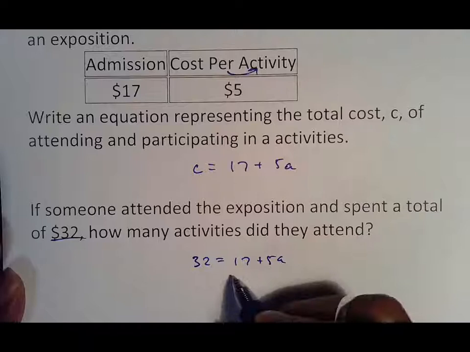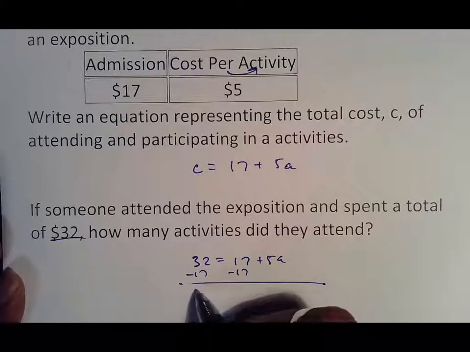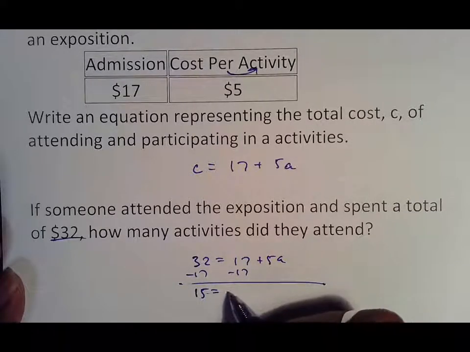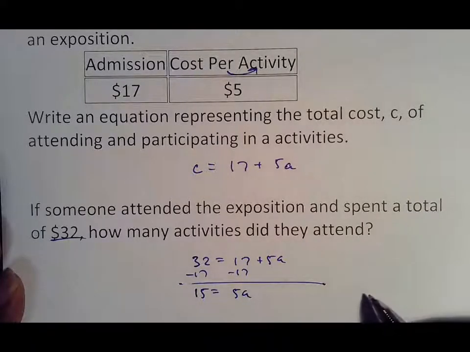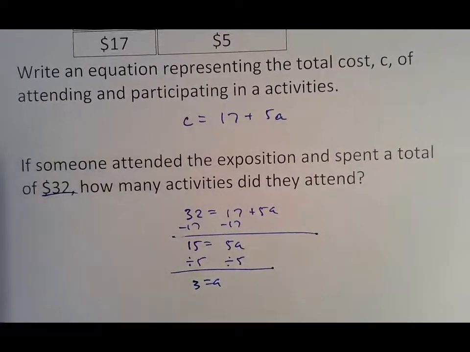The first number we want to get rid of is the 17. Trust me when I say the answer is 15, because 17 minus 32 works out to 15. Here, 5 times A is going to be divide by 5, meaning that they did 3 activities. Again, A would be for activities because it's per activity in that table. So that's it. That's all you have to worry about today.